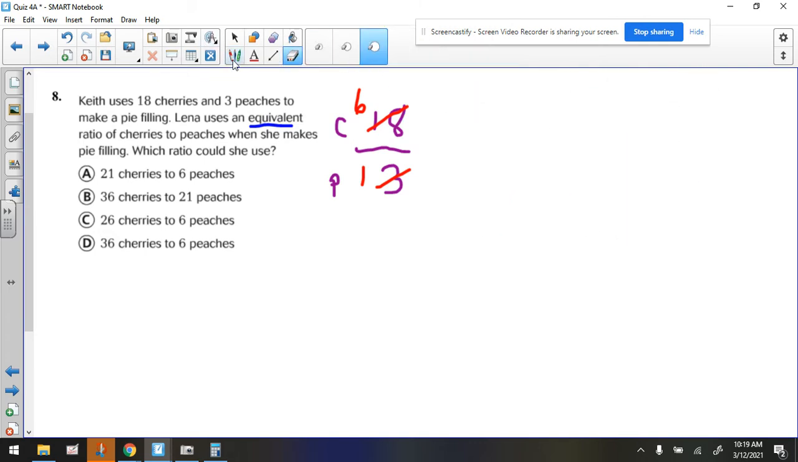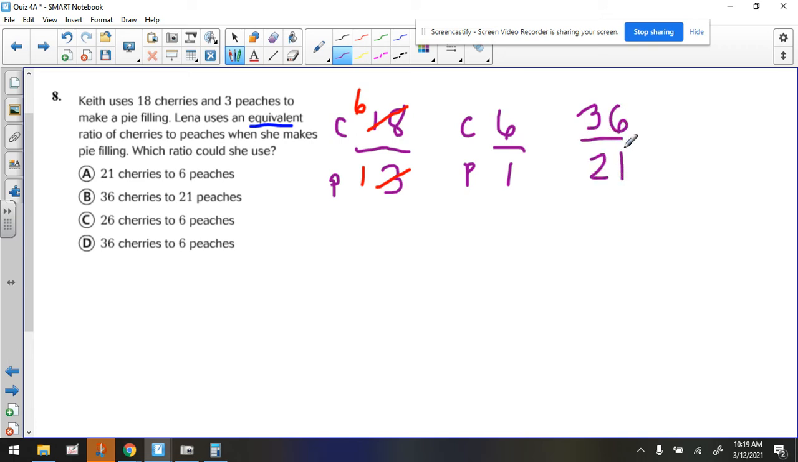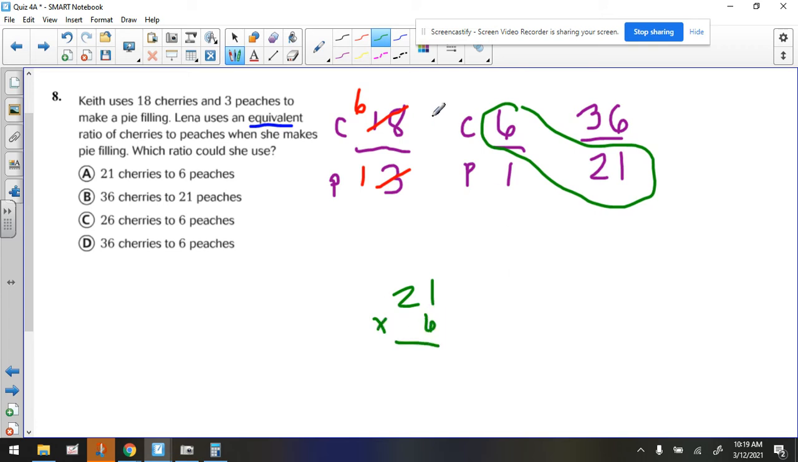Let's look at choice B. So again, we're comparing that 6-to-1 ratio, because remember, 6 is the cherry number and 1 is the peach number as a unit rate. Let's look at choice B, which is 36 to 21. Now we have a couple options. One option is to go ahead and check the cross products, find what 21 times 6 is, and then we can do this in our head, right? That's equal to 36. Now, is there any way that this is going to be equal to 36 if we multiply that out? That's one strategy.